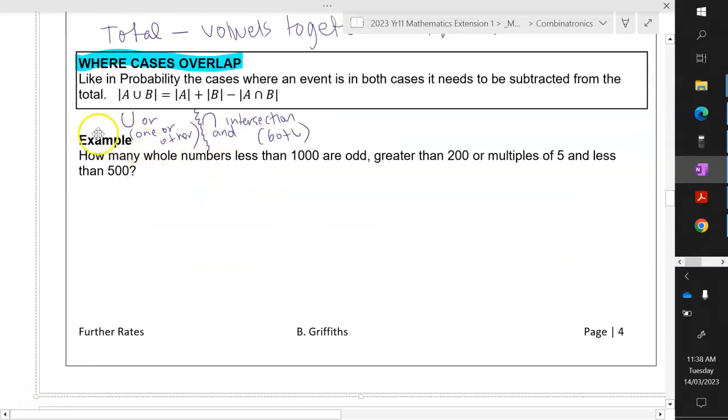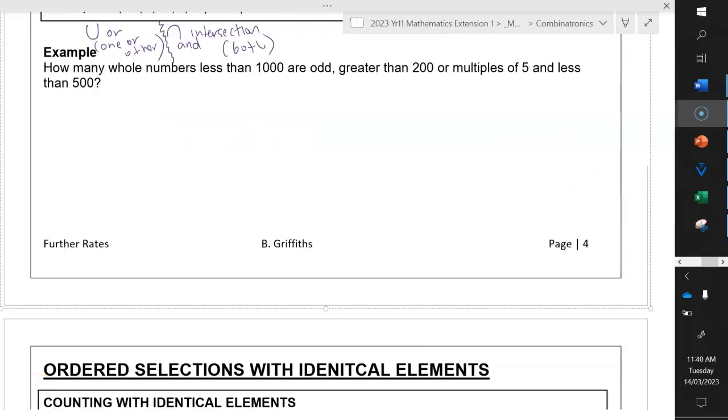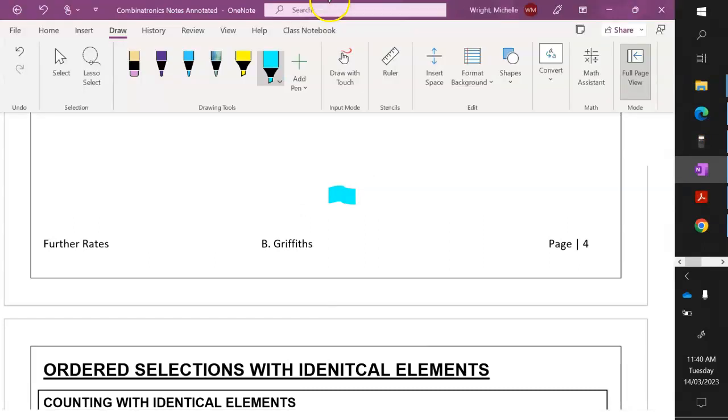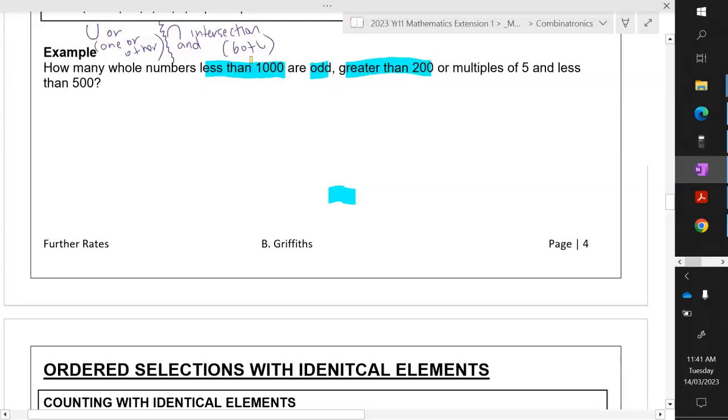So how many whole numbers, go back to our example, less than 1,000 are odd, greater than 200, or multiples of 5 and less than 500. So we're going to need to come up with some cases for this. First case we want to have a look at are whole numbers, so no decimals or fractions. We want less than 1,000, they need to be odd, and they need to be greater than 200. So that's case 1. And case 2 is, and it's our or, they need to be multiples of 5 less than 500. So we're going to probably get some overlaps in there.